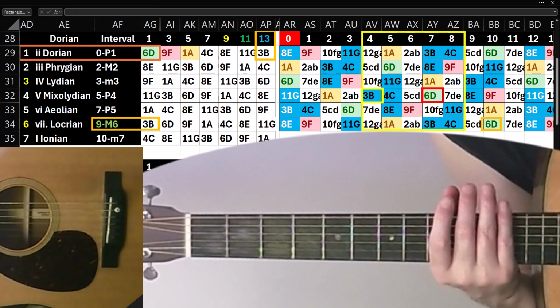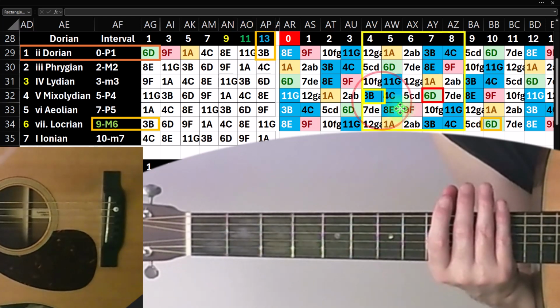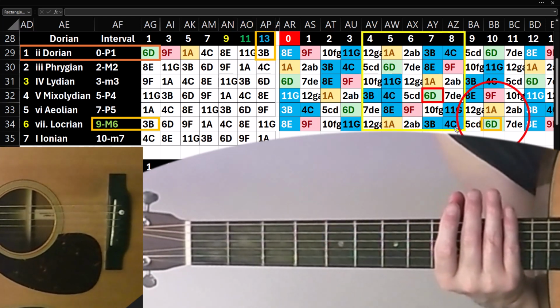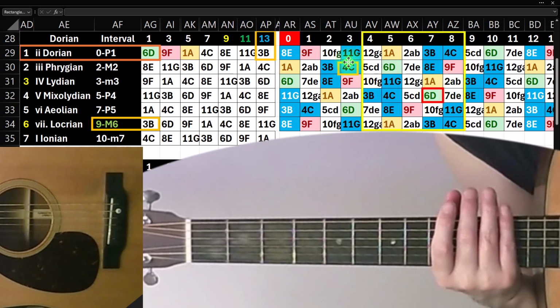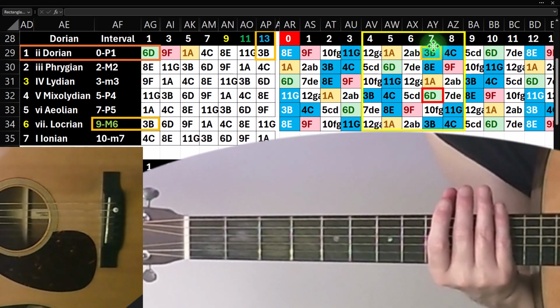Okay, so let's go to the next one. Next one. Where was I? I was here. Let's go to this one. So we're going to go up 3 strings.